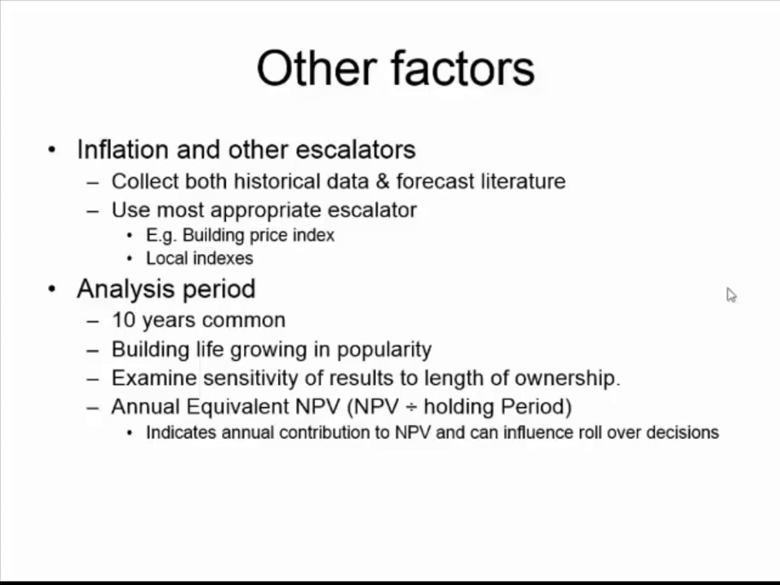Related to getting our period right is also the importance of looking at the sensitivity of the results to the length of ownership. If it turns out that our property works if I hold the property for 5 years, it doesn't work if I hold it for 10, or vice versa, and that will be saying something about how robust my investment is. One tool that you can use to overcome this sensitivity to the analysis period is the annual equivalent at net present value. And that's simply the net present value divided by the holding period.